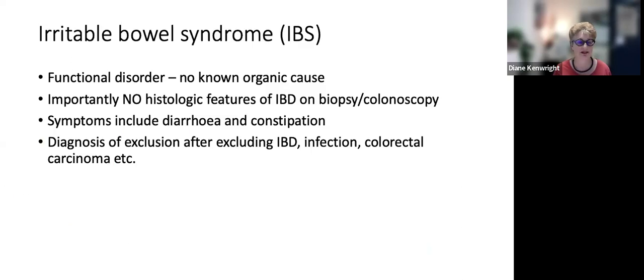Next, irritable bowel syndrome. Irritable bowel syndrome is a functional disorder. This doesn't mean that it's a kind of wishy-washy disorder. It creates lots and lots of symptoms and untold agony for people. But we can't see any changes when we biopsy the colon or on colonoscopy. Often it's a diagnosis of exclusion. We exclude inflammatory bowel disease, infection, carcinoma, etc. And these patients still have symptoms, and we call it irritable bowel syndrome.